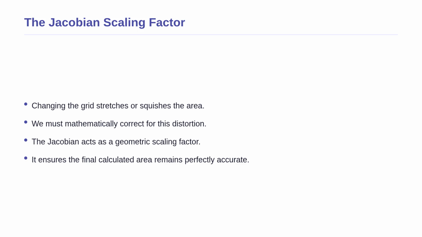Now that we understand the goal of changing our grid, we have to address a physical consequence. When we stretch or squish our grid to make a shape simpler, the physical sizes of our tiny area pieces change. We must mathematically correct for this distortion so our final total remains accurate. This conversion fee is called the Jacobian. Think of it like a currency exchange rate when traveling. If our new grid stretches the area to be 3 times larger, the Jacobian will be 3, ensuring we are still calculating the true original area.